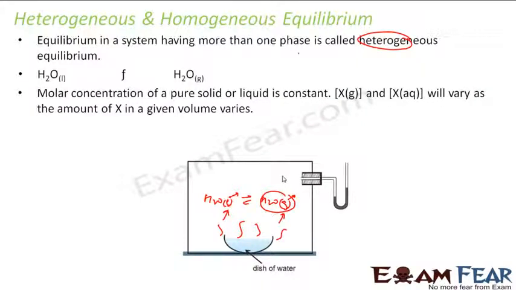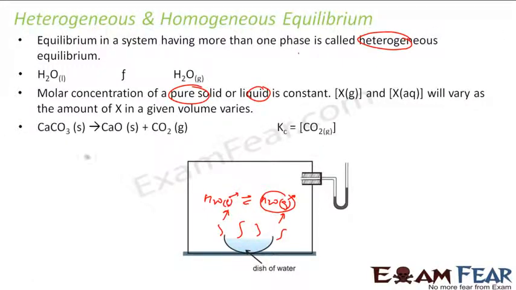And as we've already discussed, for pure solids and pure liquids, the molar concentration is constant. So we'll take the value as constant, right? One more example we have is CaCO3 solid, in equilibrium with CaO solid and CO2 gas. There are two solids here and one gas. So when you write the Kc, you ignore the CaO and CaCO3.